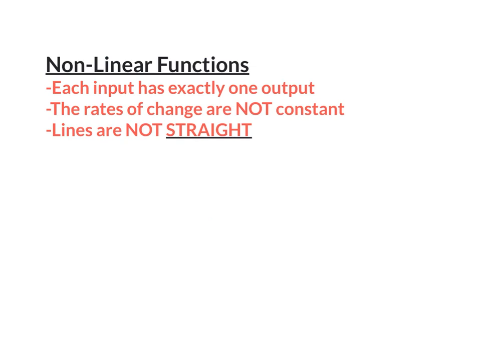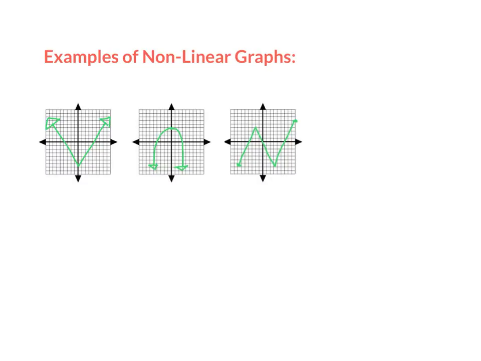Nonlinear functions. Each input has exactly one output, and the reason why is because it's still a function. The rates of change are not constant, and the lines are not straight. Examples of nonlinear graphs. In the first graph, we have two straight lines, and because we do not have a single straight line, it is nonlinear. The second one is an upside-down parabola. And the last one, we have three different lines going. So since it's not a single straight line, it is nonlinear.